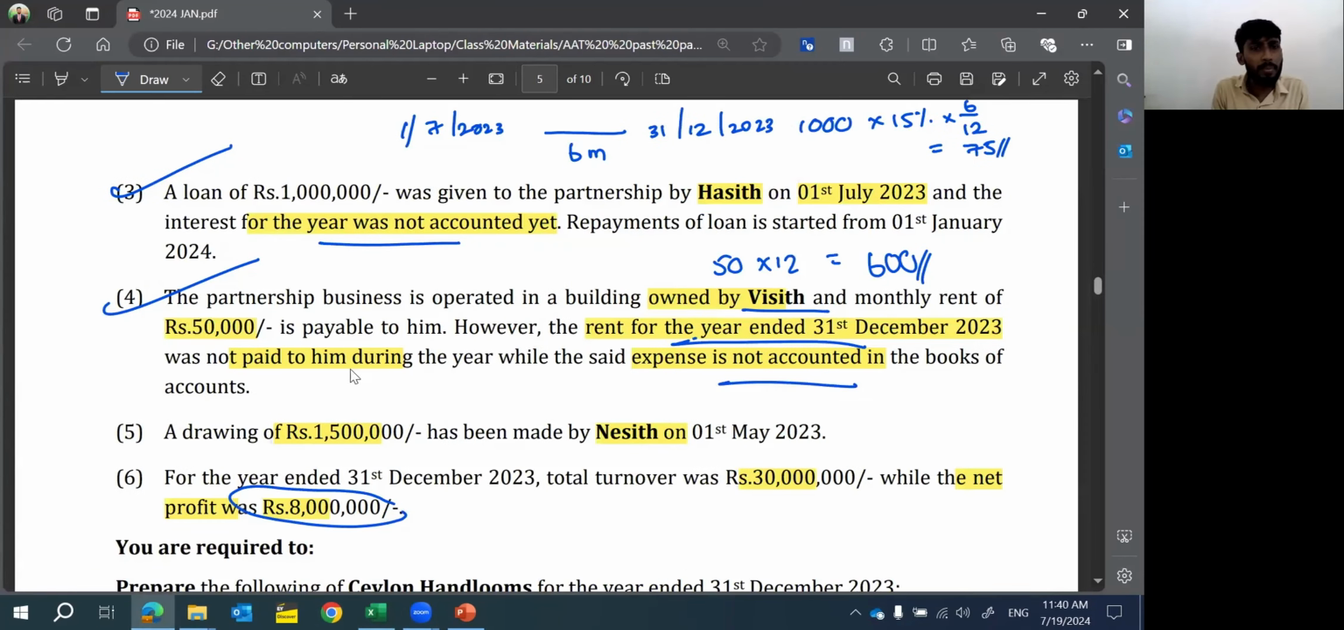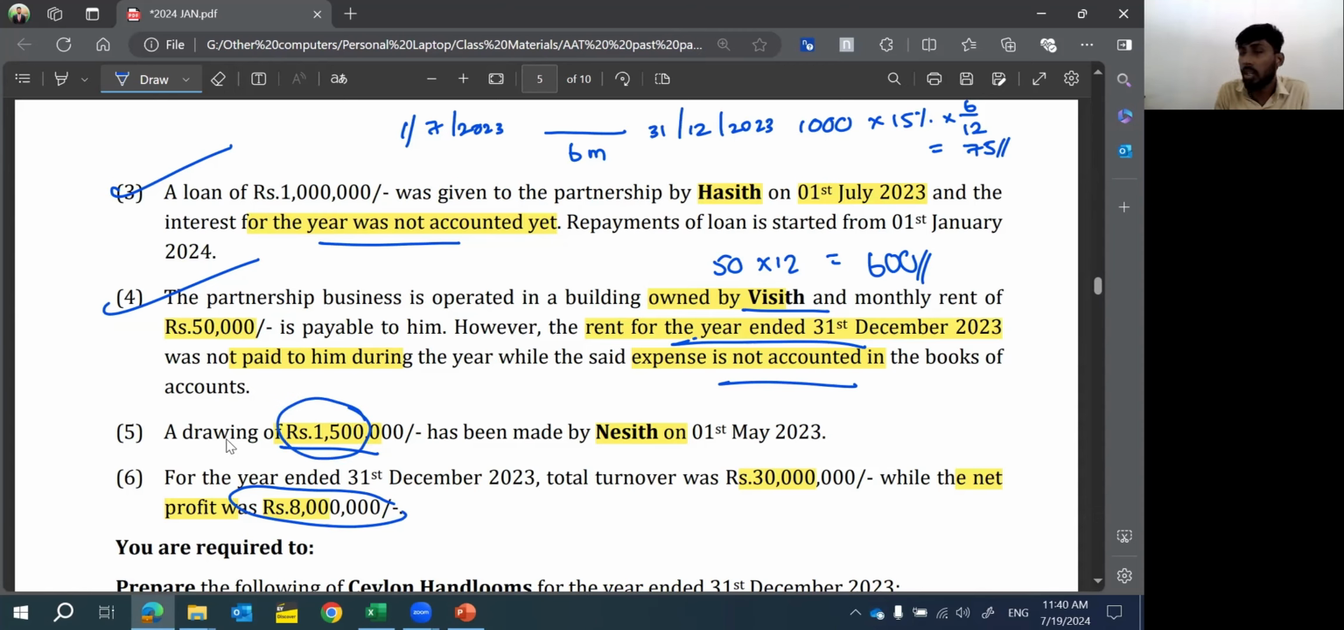Here, additional point number 5 says there is a drawing, but no information relating to the interest on drawings. And even section 24 is silent on interest on drawings. Therefore, nothing to do with the interest on drawings, but we need to record this drawing, my dears.